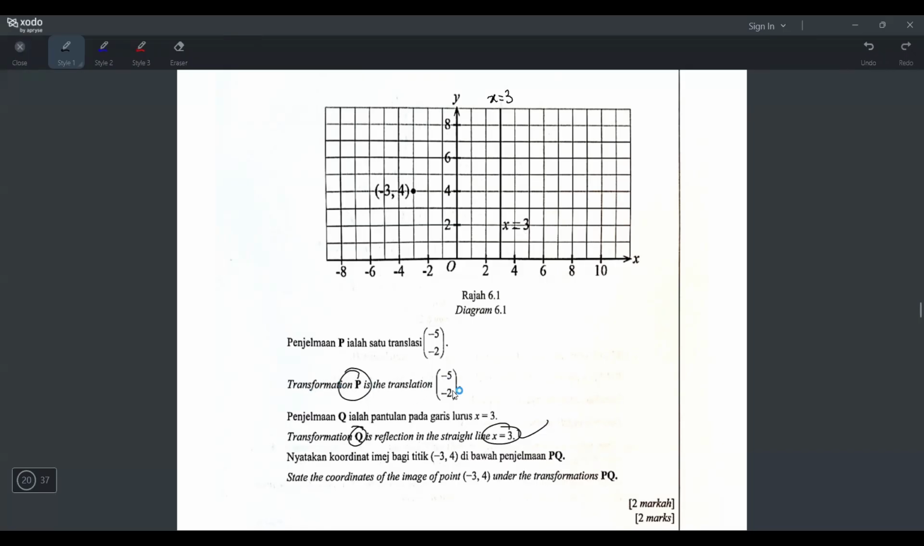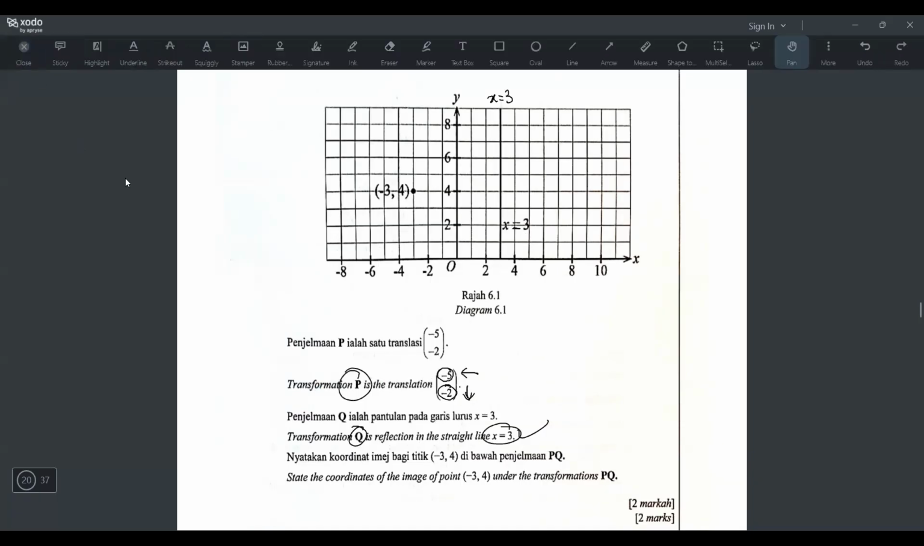Transformation P is translation (-5, -2). So for translation, the top number is for movement left and right, but if it's negative, it goes left. And then the bottom number is for movement up and down, but if it's negative, it goes down. So what this means is that you have to go left 5 units and then go down 2 units, right?